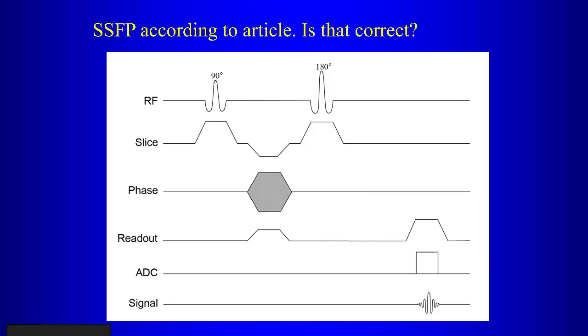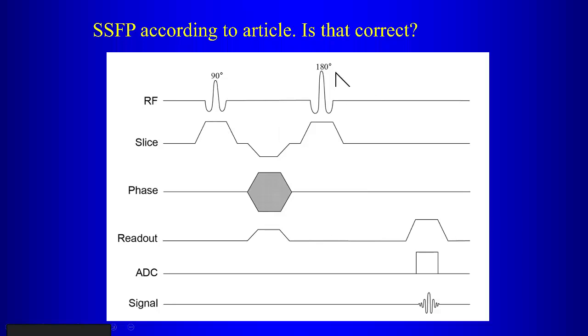Dynamic bright blood imaging, yeah. That's where you get our cardiac movies. Is this an SSFP sequence? What is this sequence? I think it looks like a gradient echo. Is that a gradient echo? You have what, your RF pulse? It's a spin echo.